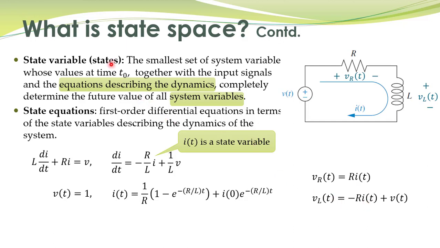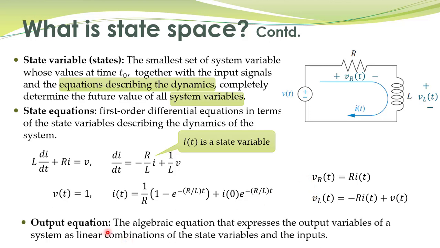So this concept of state variables is clear. State variables are the smallest set of system variables which completely describe other system variables, and for that purpose we also need some additional dynamic equations which are called state equations. So this is the state equation, I is the state variable, and these other equations are called output equations. What is an output equation? These are algebraic equations, there is no derivative involved over here. The algebraic equations that express the output variables of the system as a linear combination of state variables and inputs. So this thing is clear.